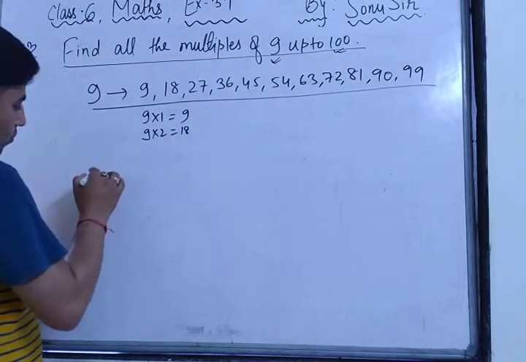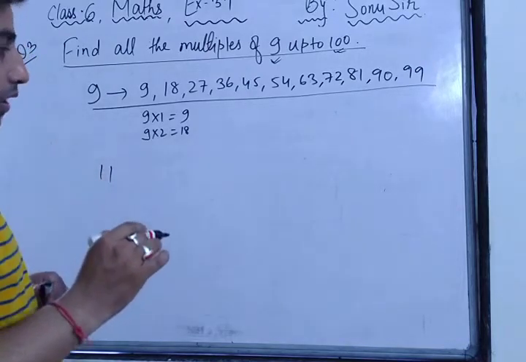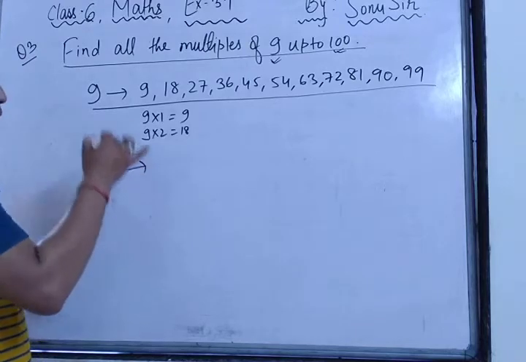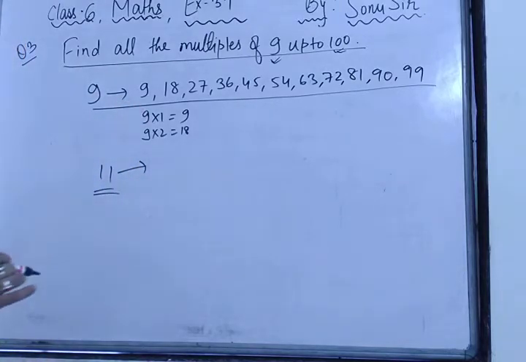Write the multiples of 11 up to 50. Can you tell me? Up to 50. If I ask you the same question, you have to write the multiples of 11 till 50. So what will you do?